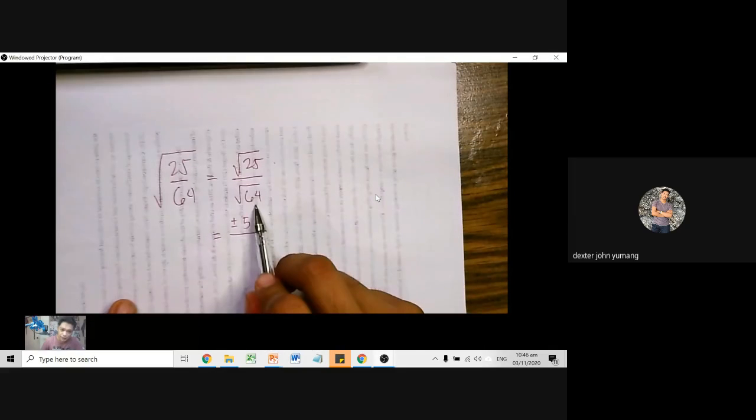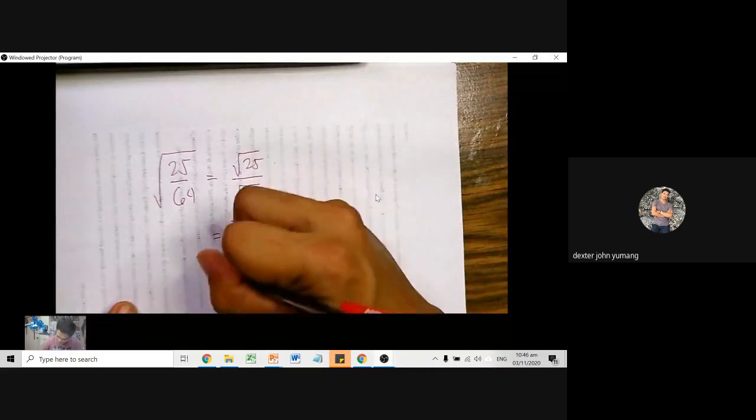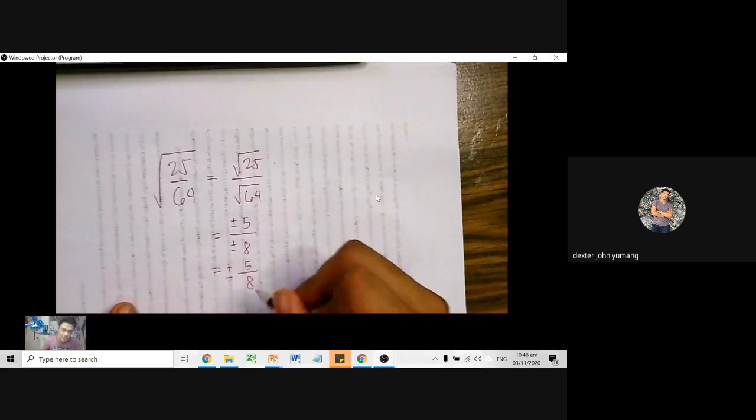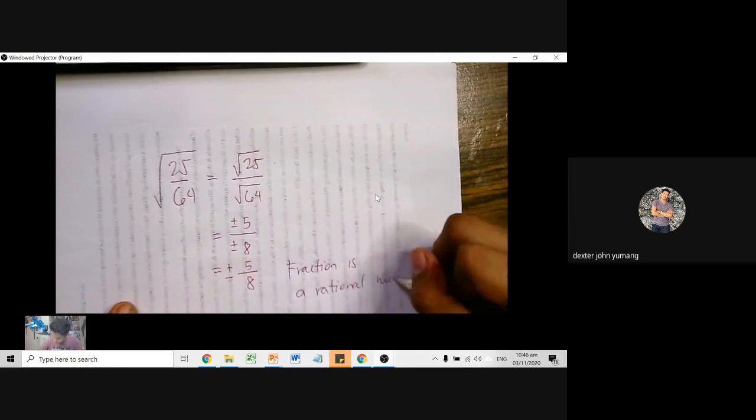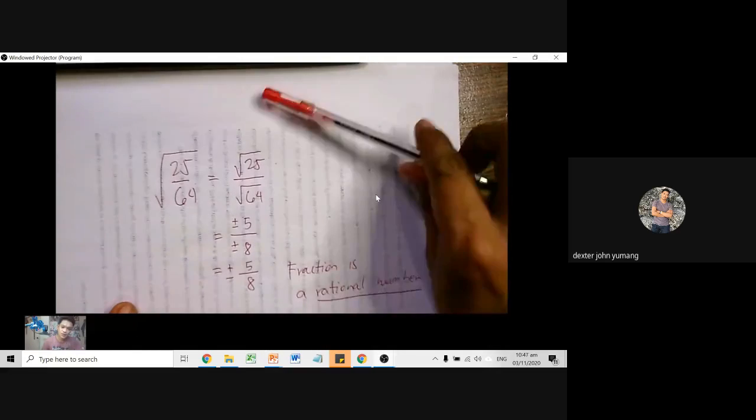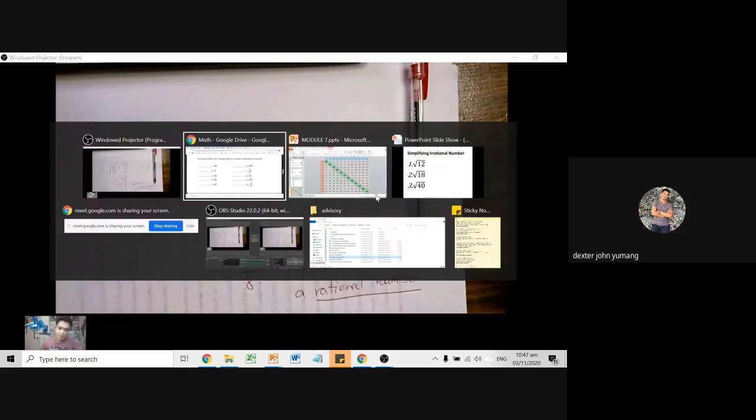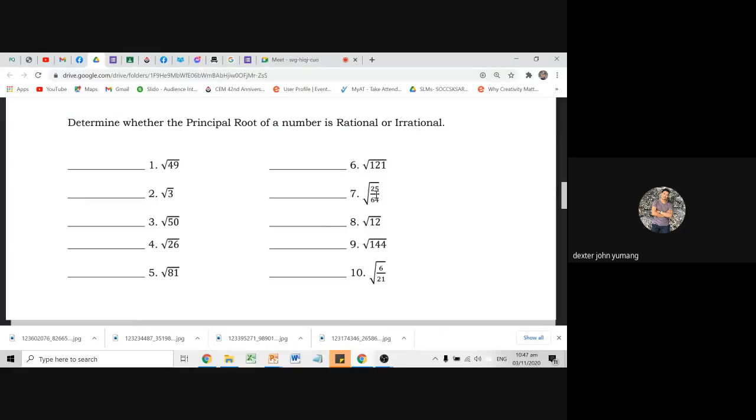Next, 64 naman. Meron ba siyang ka-perfect square sa multiplication table? Yes, meron po. 8 times 8. So, sulat plus minus 8. So, the answer here is plus minus 5 over 8. Ganun na po siya. And 5 over 8 is a fraction. And a fraction is a rational number. Yan po ang sagot. Rational number. So, you try example number 10.